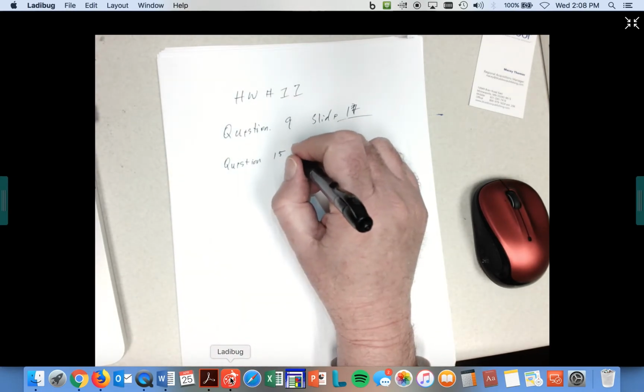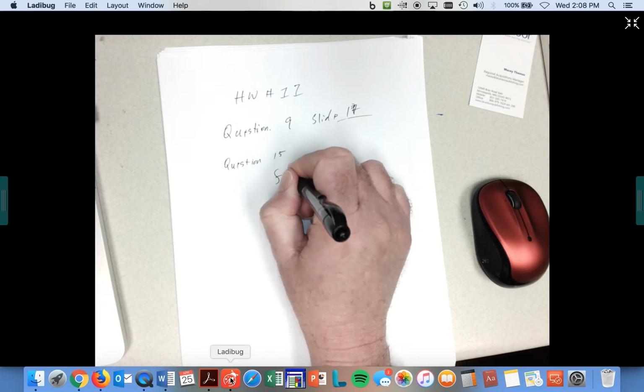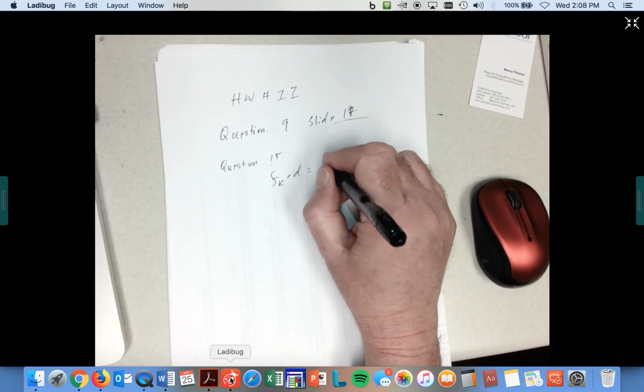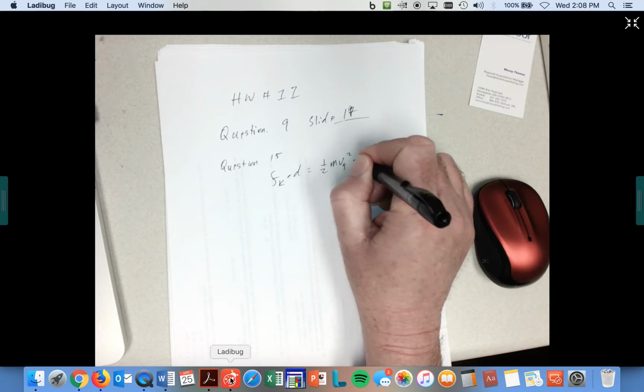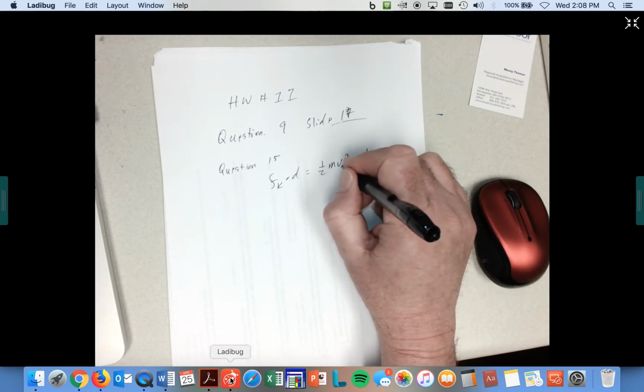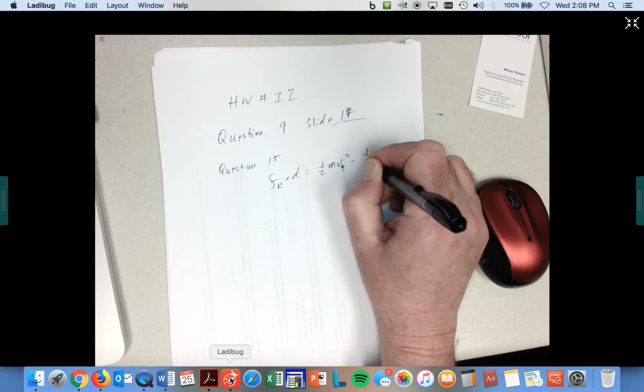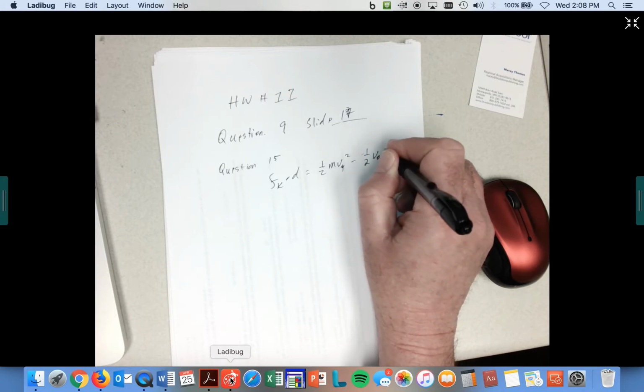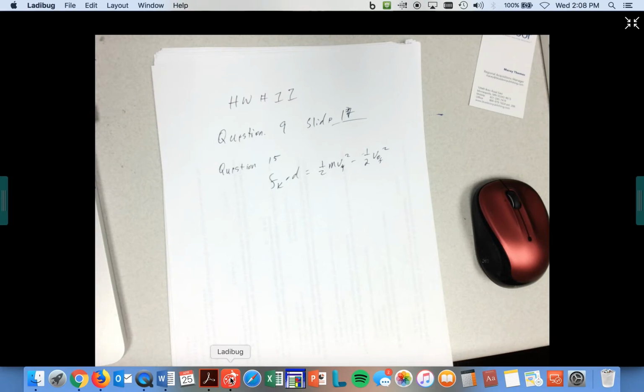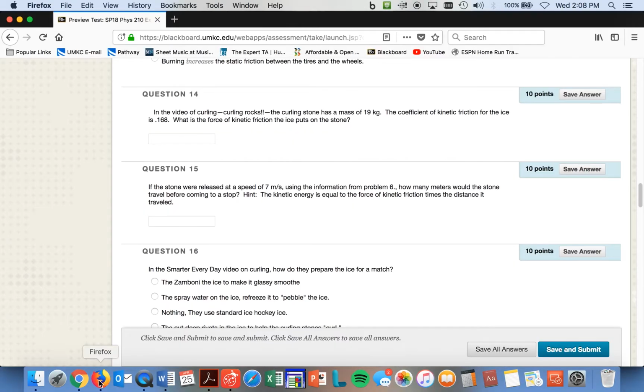All right, so for question 15, it is just that F_k times the distance is equal to 1/2 m v final squared minus 1/2 m v not squared. There we go. Okay? Before it came to a stop, this one is an easy one where it came to a stop. How many meters would the stone travel before it came to a stop?